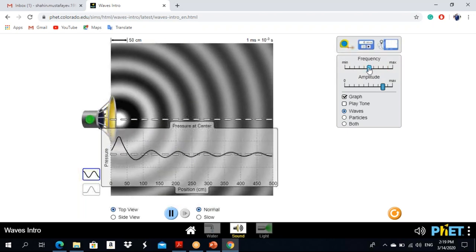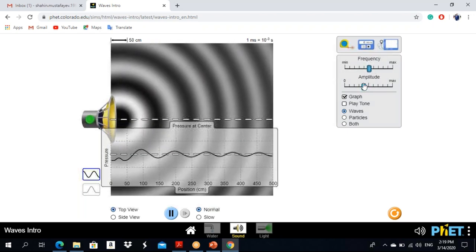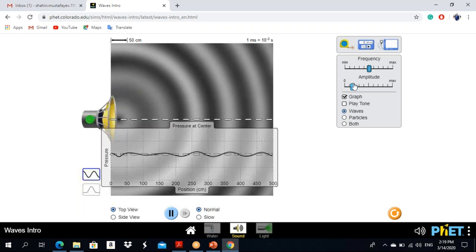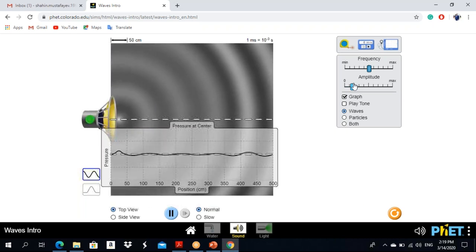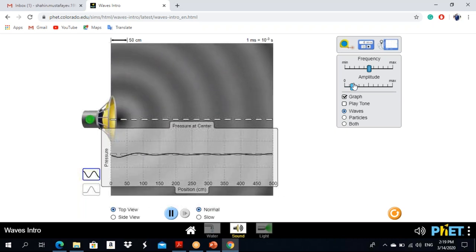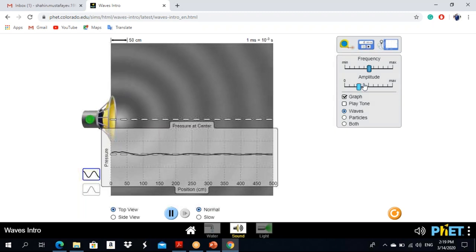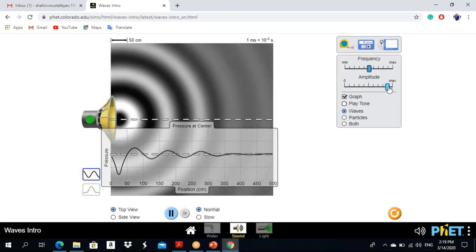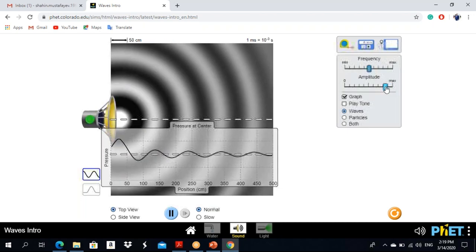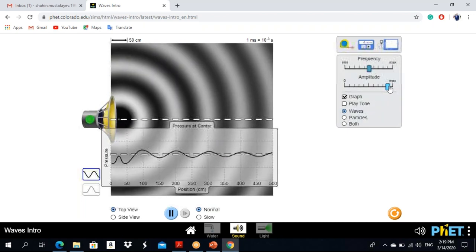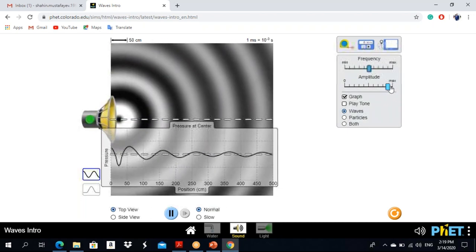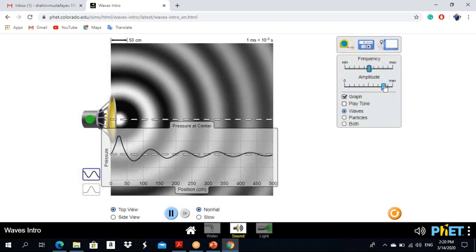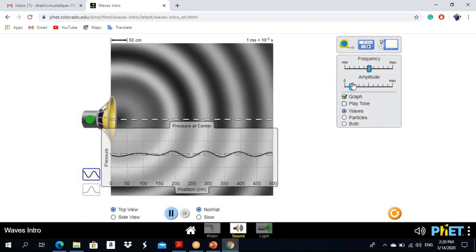And when we decrease the amplitude, see, the distance from the resting or equilibrium point is less. But when we increase the amplitude, look at the difference. That's the main difference between them: more amplitude and less amplitude.